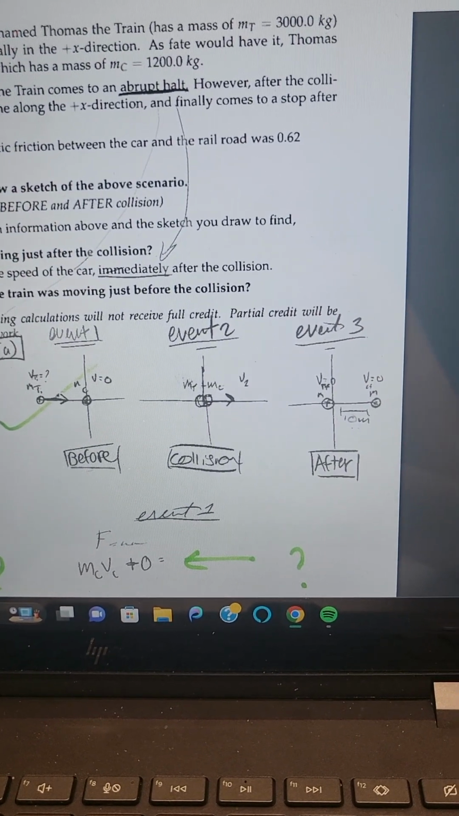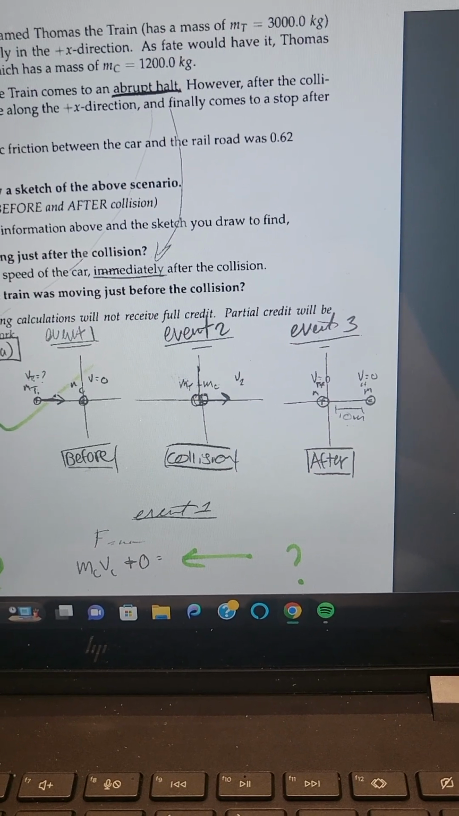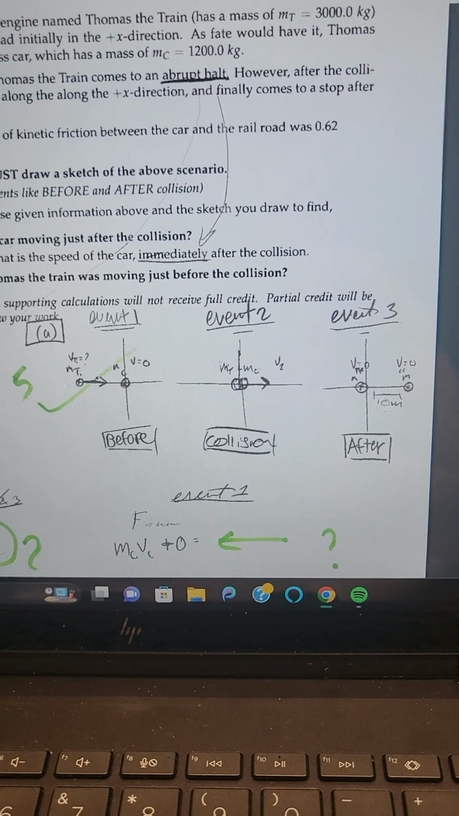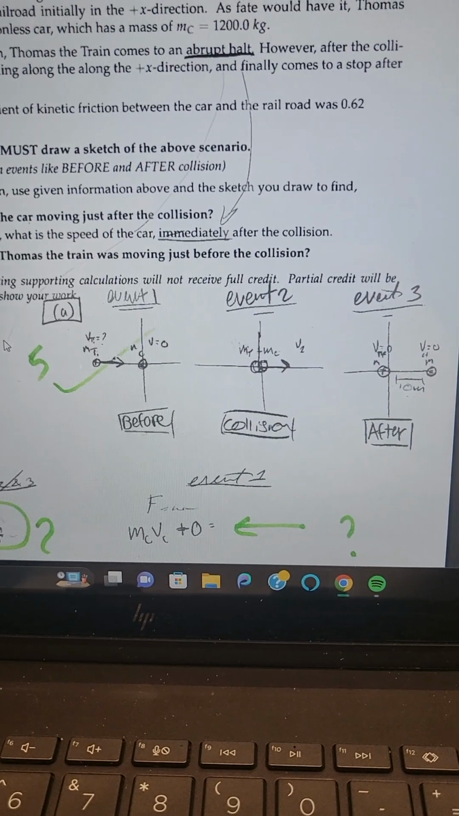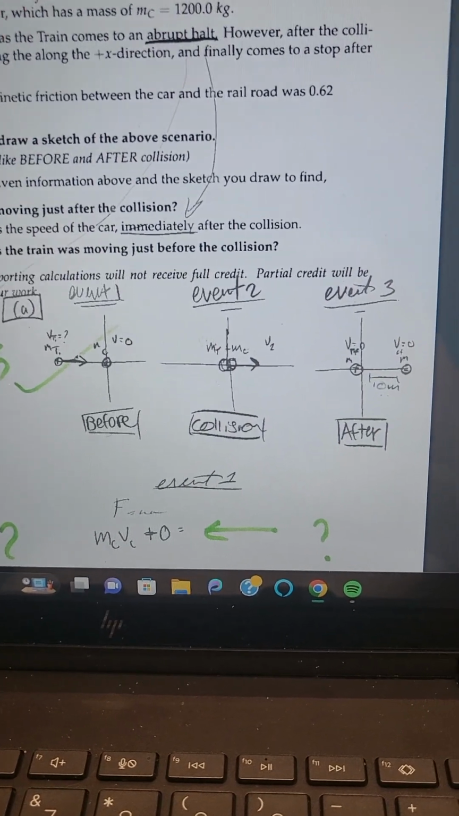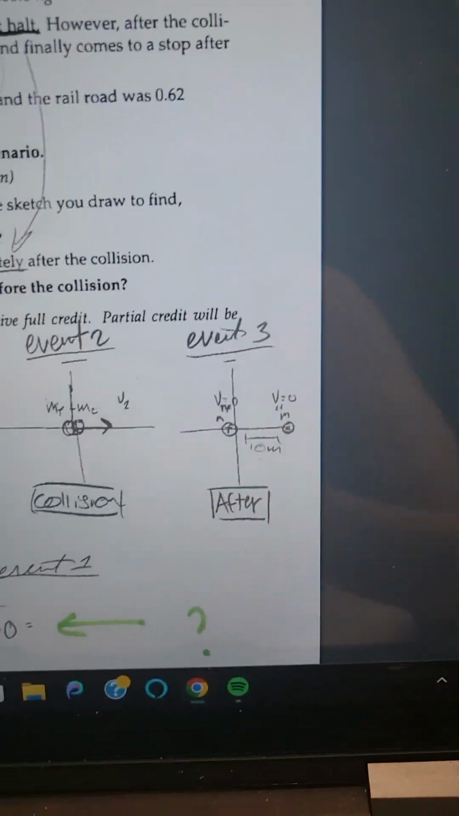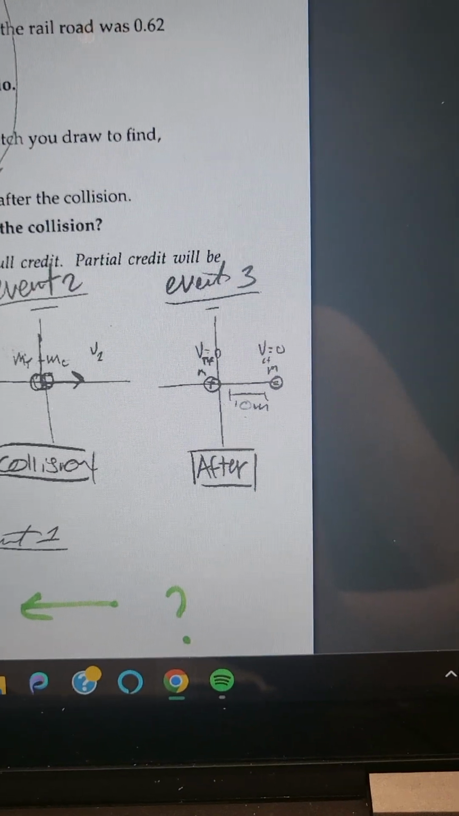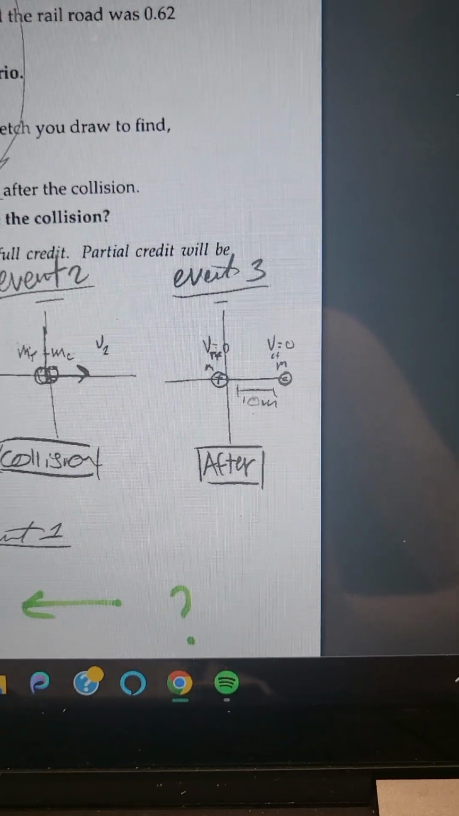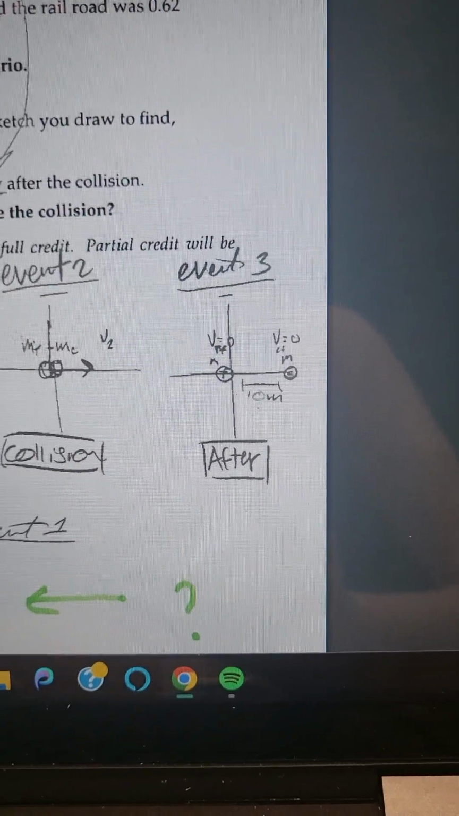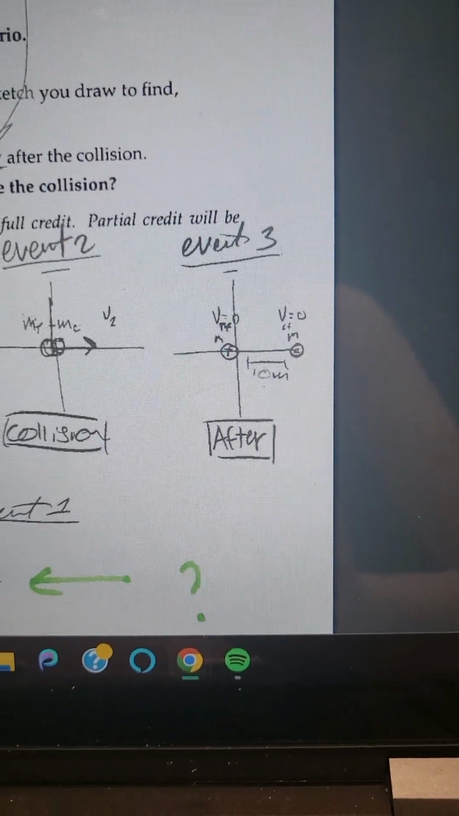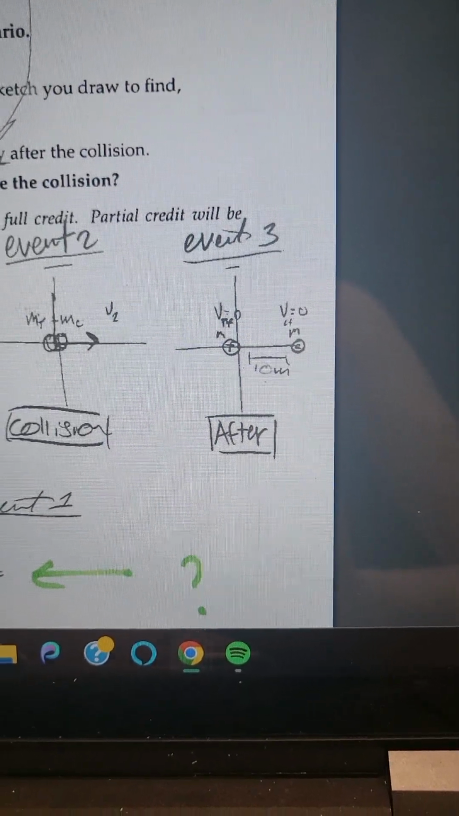And this is when the car, I guess, gains velocity from the train, and it's no longer at rest. And then event 3 is when the car has come to stop again after moving 10 meters after the collision, and both the train and the car are stopped.